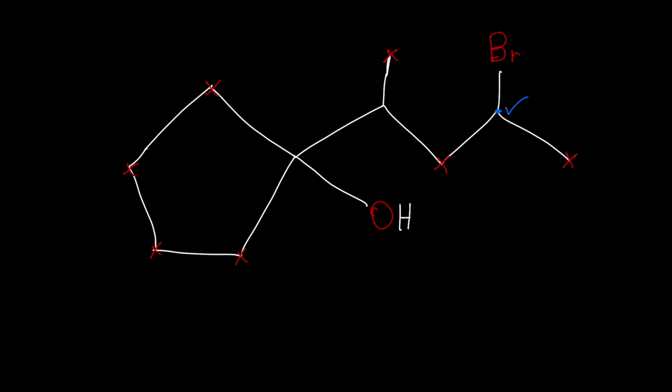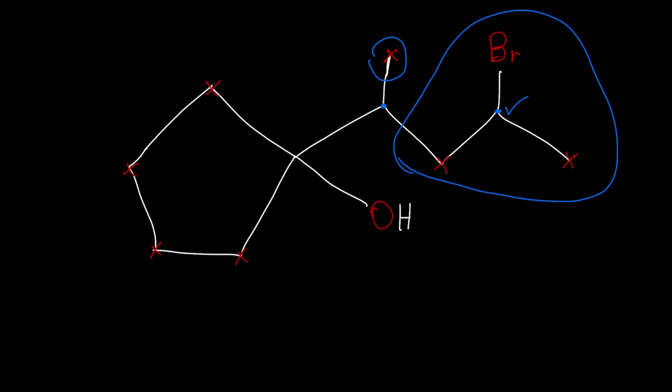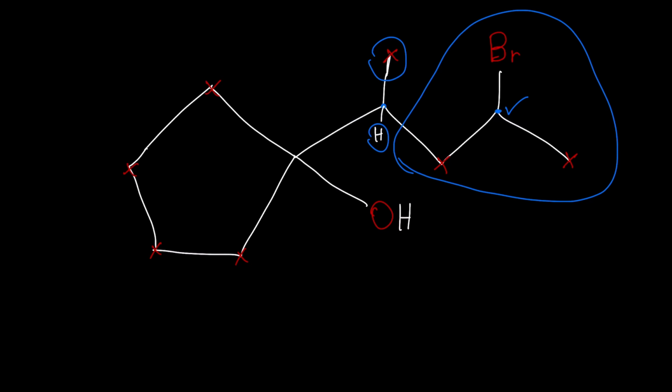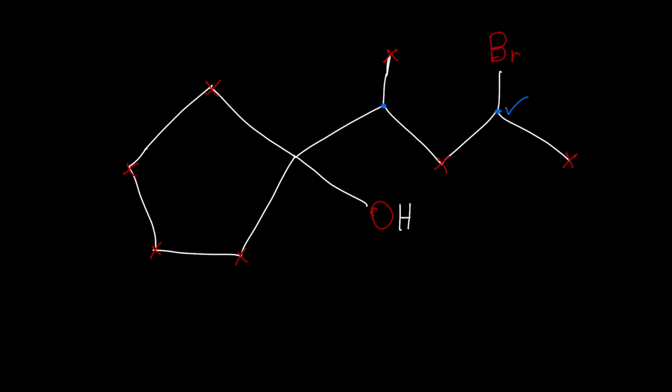Next carbon we're going to look at is this one. It has a methyl, it has this, it's going to have an invisible hydrogen, and then it's going to have this. And those are all different types of groups. You don't really see any repeats there. So therefore that one is also going to be a chiral carbon.